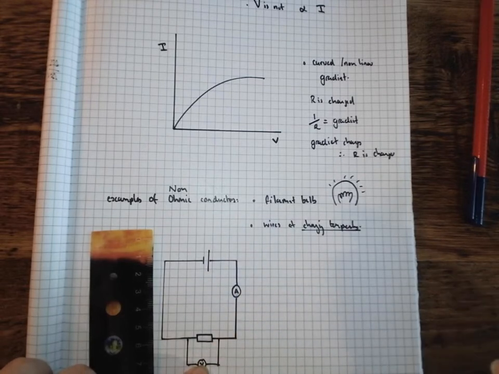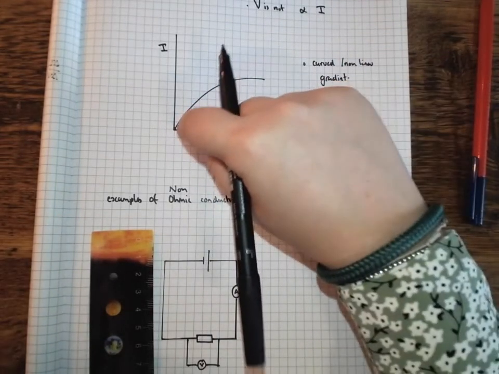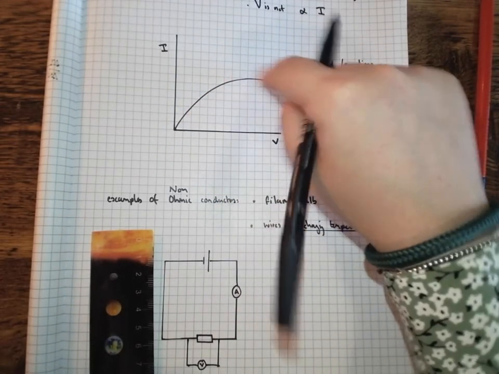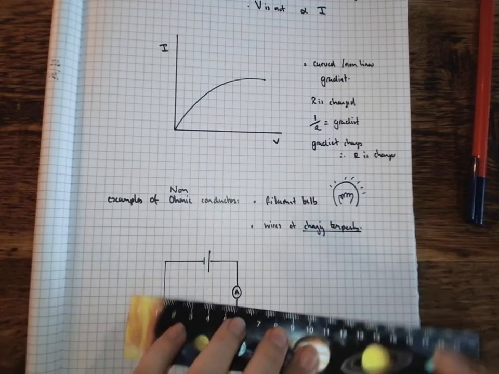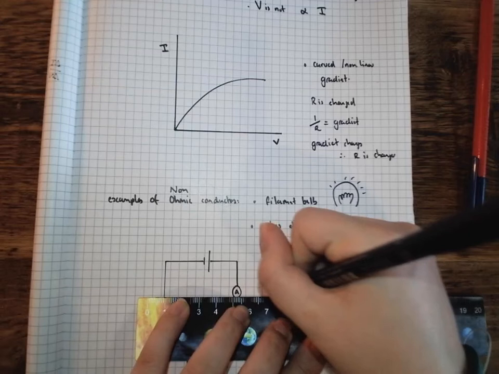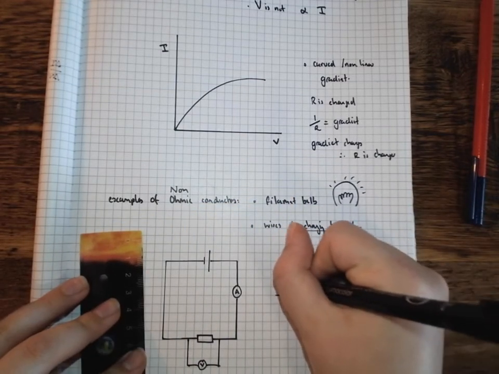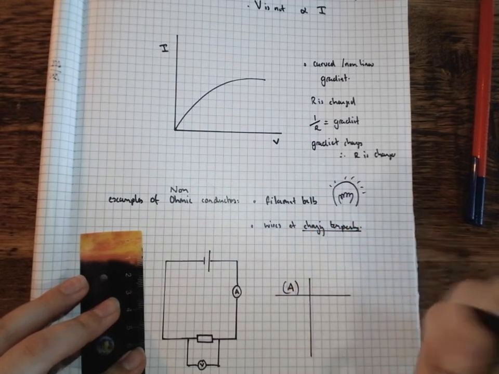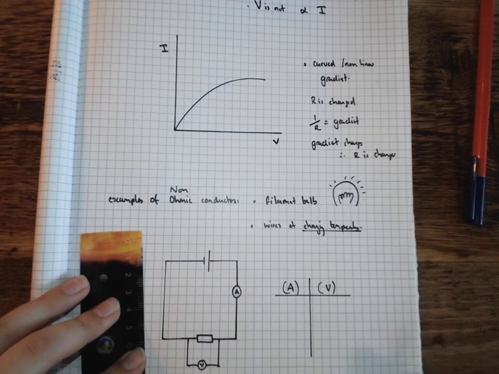You'd do that multiple times, and then you would plot the graph and see what type of curve you get. If it's curving, it's non-ohmic. If it's a nice straight line, it would be ohmic. So as you do this, you would measure your ammeter reading and your voltmeter reading each time, and then you would see if it's ohmic or non-ohmic.